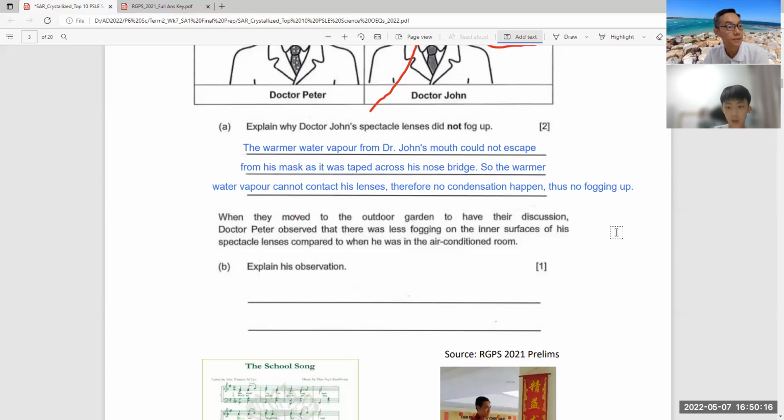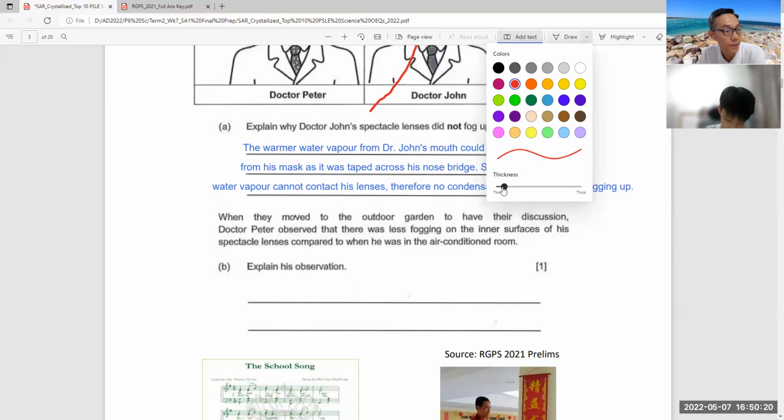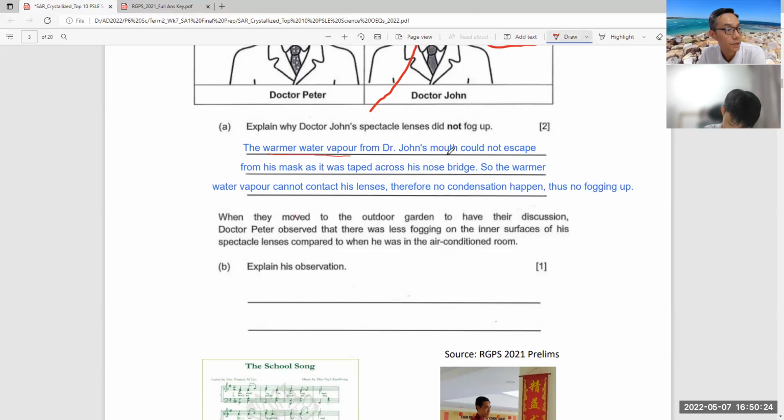Okay, this part. Mainly, you must mention that the warmer water vapor from his mouth could not escape, from his mouth as it was taped across. So the warmer water vapor cannot contact his lens. So no condensation happened. Thus, no fogging up.